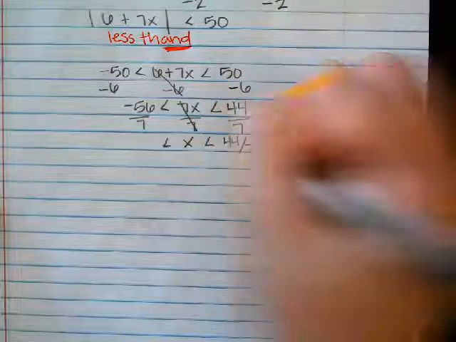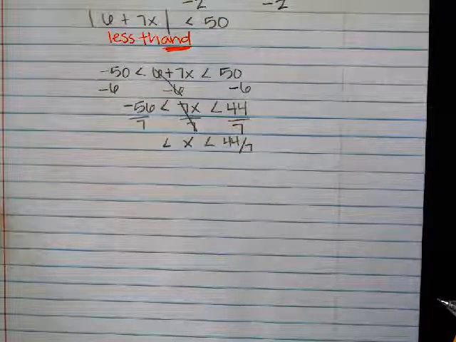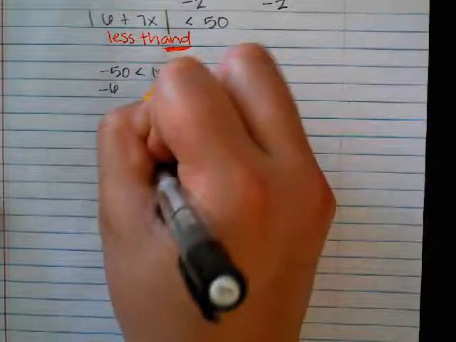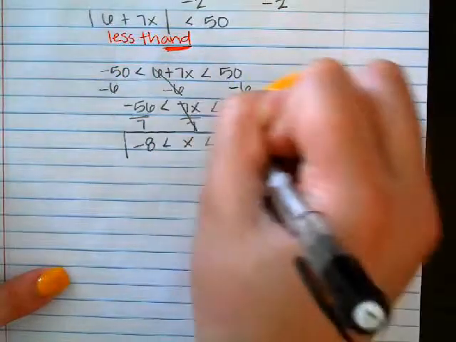56 over 7, negative 8. And we're done. So it was a less than problem, and we ended up with a sandwich. It's between one number and another number.